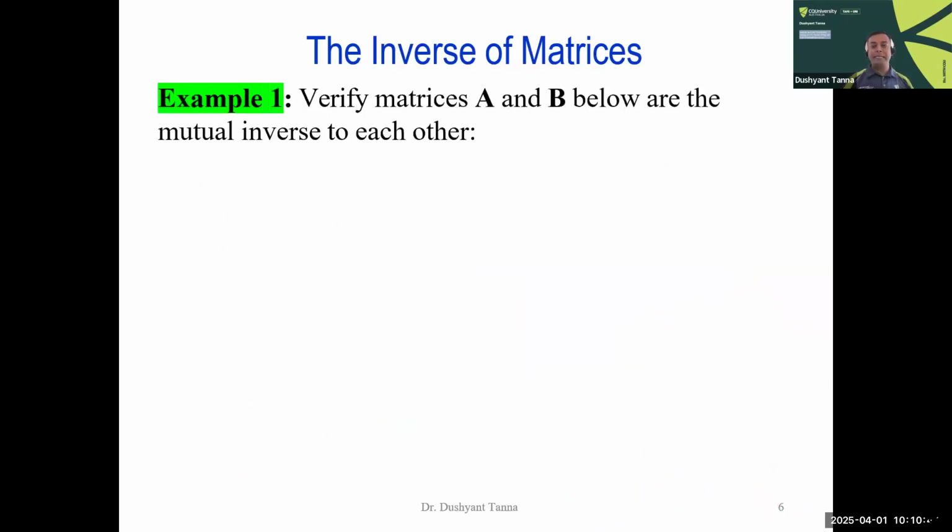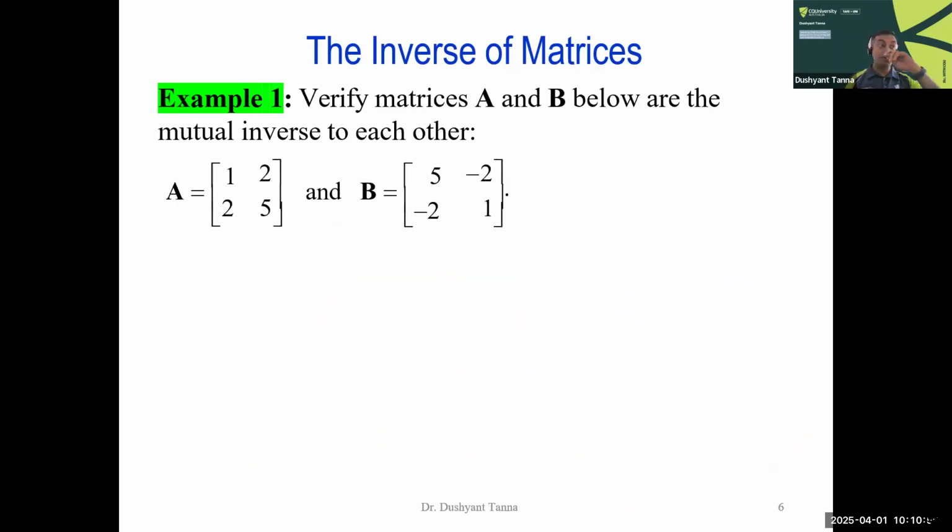Let's start with an example. Verify that A and B here are inverses of one another. So what must we verify? We should verify that AB is the same as BA is the same as the identity matrix. Before we verify that they are inverses of one another, we should start with the determinant. You can do it in your head as well. For a 2 by 2, it's very easy: principal diagonal minus secondary diagonal.